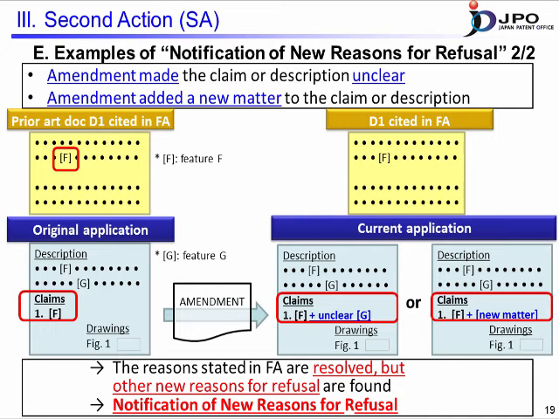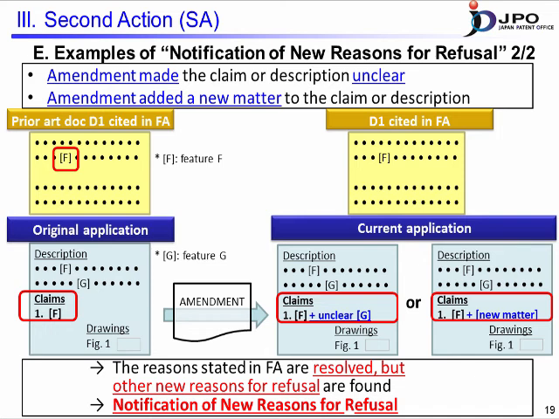Next, please look at the amended claim on the right. In this case, the applicant made an amendment but also added new matter in the amendment. In this case, the reason for refusal based on D1, in which the feature F is disclosed, has been resolved. For the reason that a new matter has been added in the amendment, however, the examiner found a new reason for refusal, which is the addition of new matter.